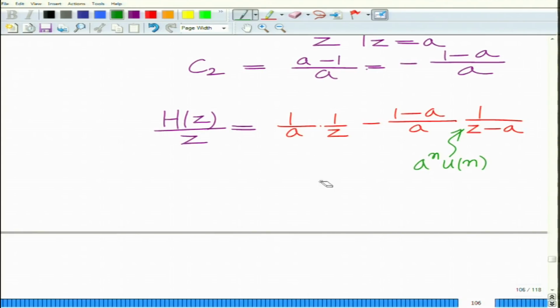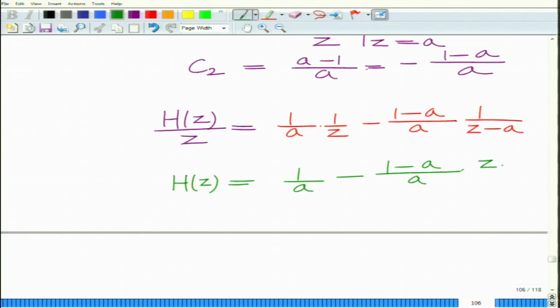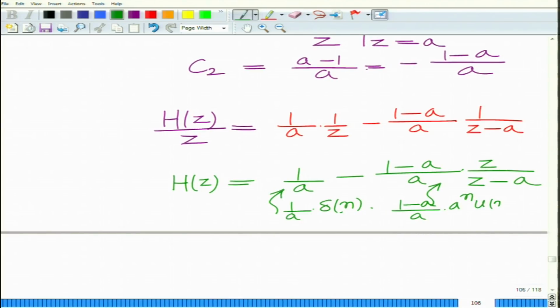Now let me just correct this. So, now we consider H(z) equals 1 over a minus (1 − a) over a, times z over (z − a). So, 1 over a corresponds to the inverse z transform 1 over a times delta n, and the inverse z transform of the other term is (1 − a) divided by a times a raised to n u(n). So, therefore, what we have is h(n).